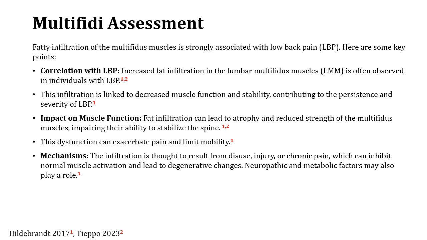Then mechanisms. The infiltration is thought to result from disuse, injury, or chronic pain. The previously cited article from Hodges in 2019 does a fantastic job of laying out the sequential fashion and the mechanisms at play that lead from initial injury to acute, subacute, and then eventually chronic, and how that affects the multifidi, not only their function, but the fatty infiltration, the atrophy that persists. In this, the multifidi can be inhibited from normal muscle activity, leading to the degenerative changes, as I mentioned. And then neuropathic and metabolic factors may also play a role in the multifidi changes.